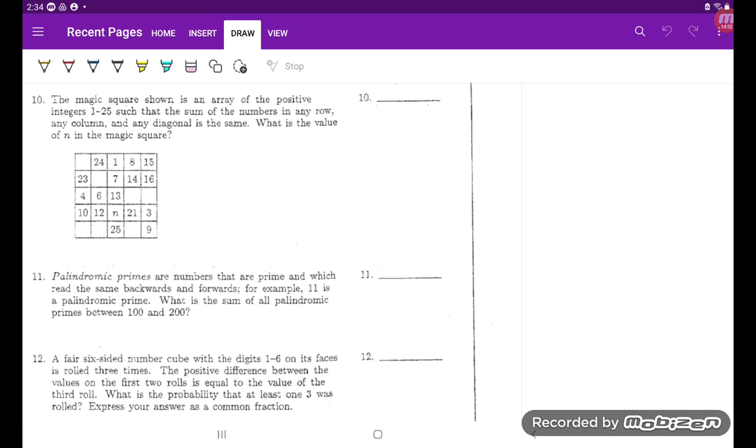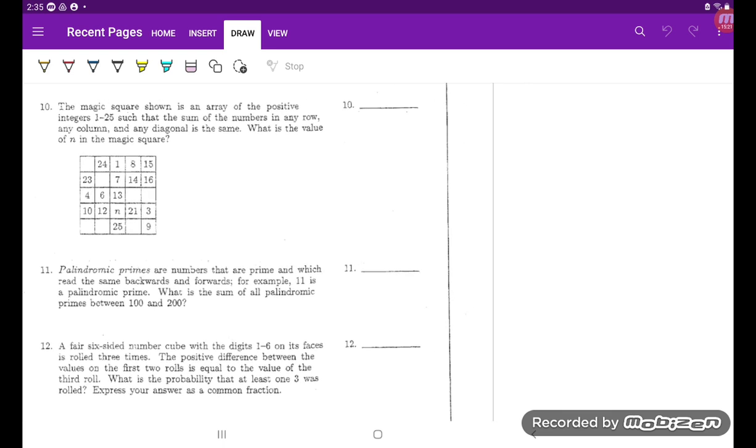The magic square shown is an array of the positive integers 1 through 25, such that the sum of the numbers in any row, column, or diagonal is the same. So what is the value of n in the magic square? Technically, if each row, each column, and each diagonal is the same, then each row should be a fifth of the whole sum, 1 plus 2 plus 3 plus 4 all the way to 25.